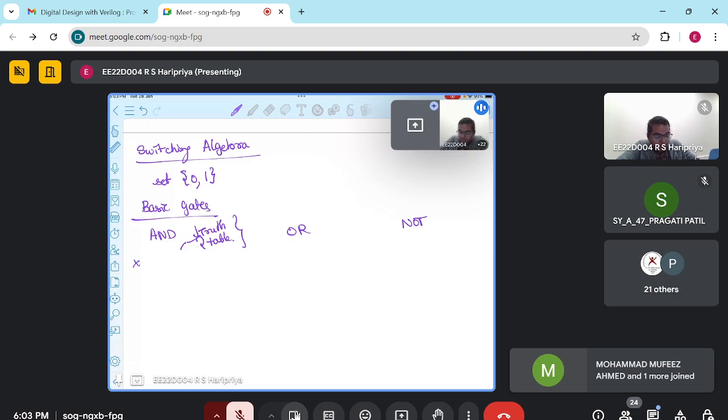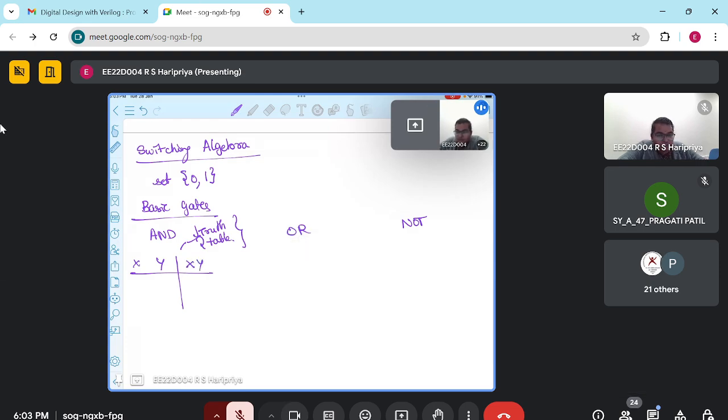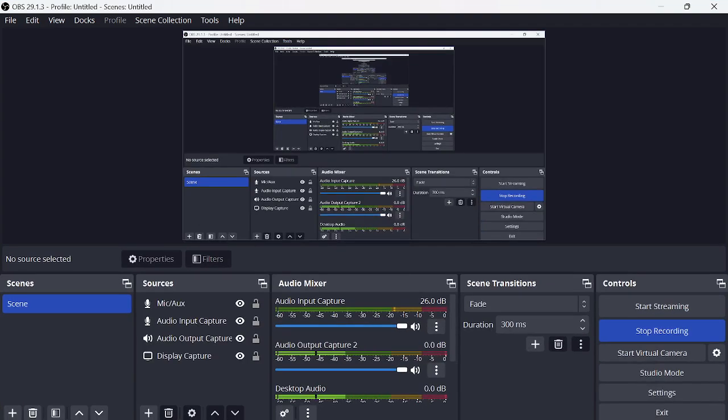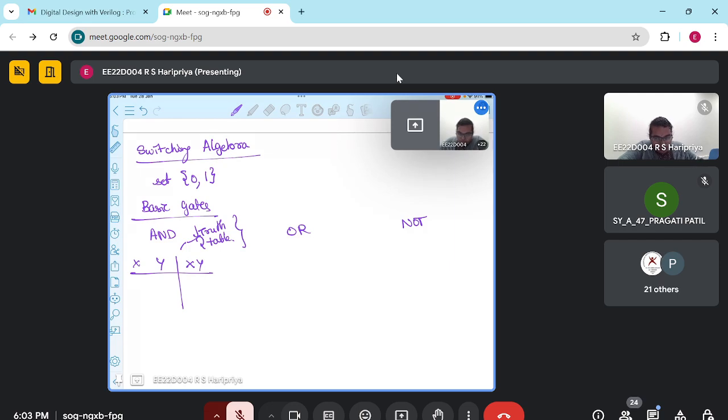If we consider the AND gate, it consists of two inputs, x and y, and it is represented as x dot y. And the OR gate consists of again two inputs, with x plus y as the notation, and the NOT gate is one input, which is x complement. So let's write all the four combinations.